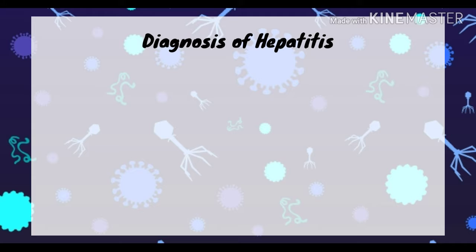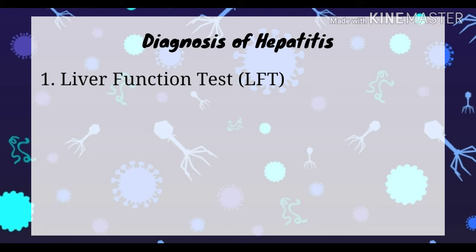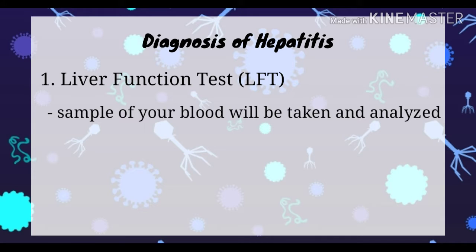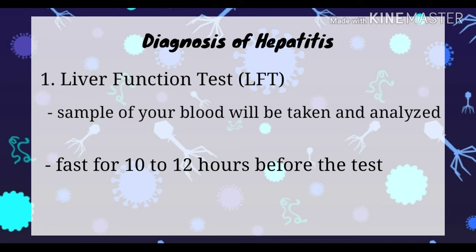Diagnosis of hepatitis. First is the liver function test. For the liver function test, a sample of your blood will be taken and analyzed. To get the most accurate results, you might have to fast for 10 to 12 hours before the test.